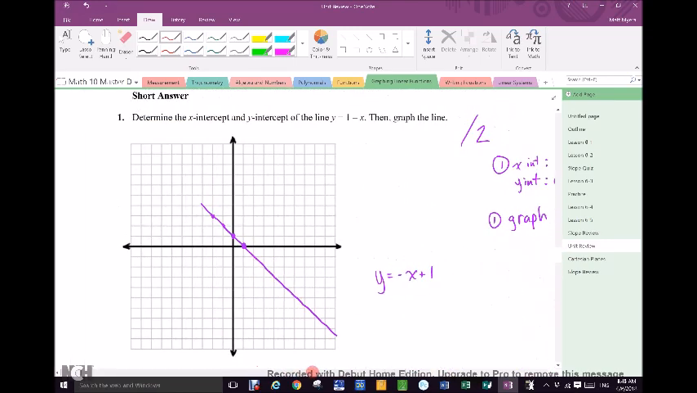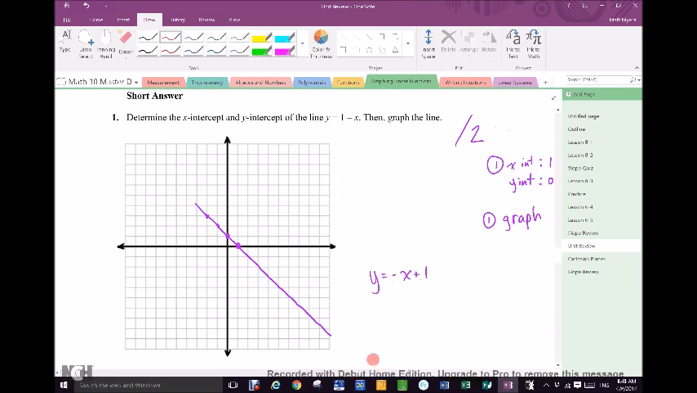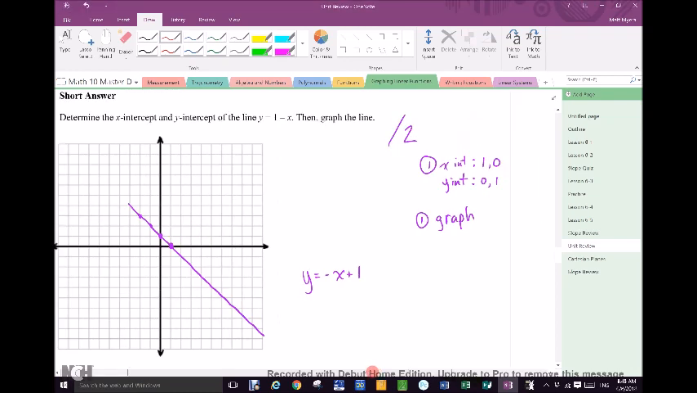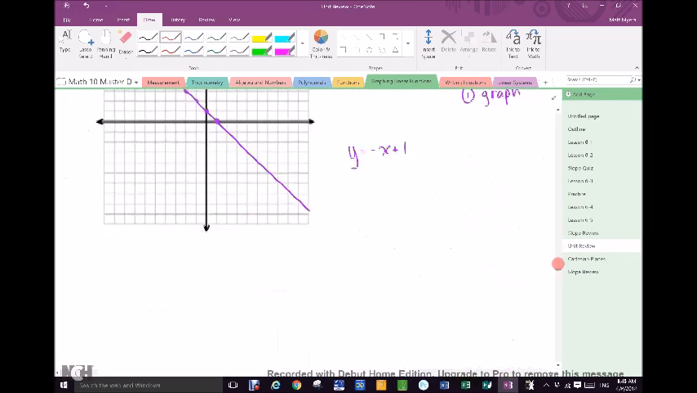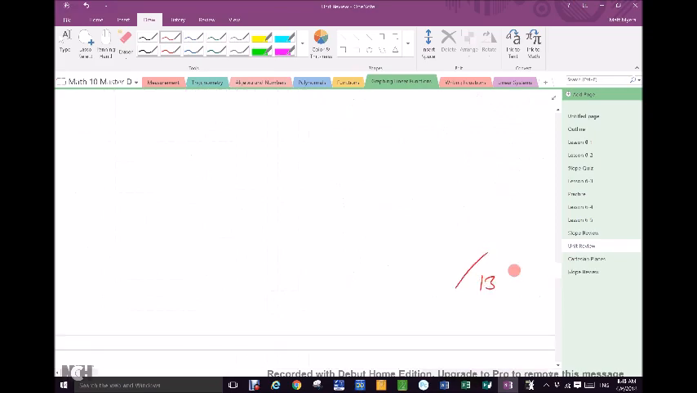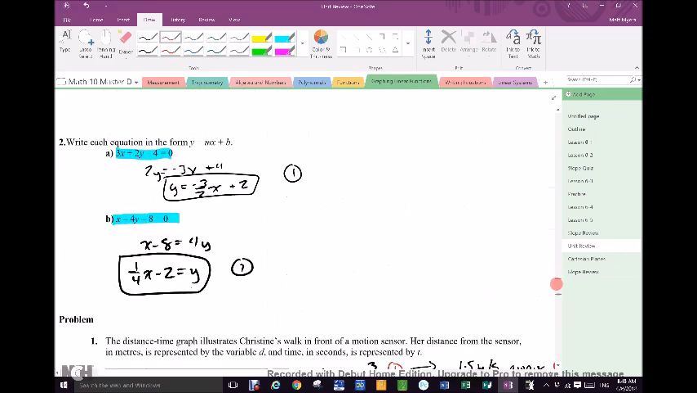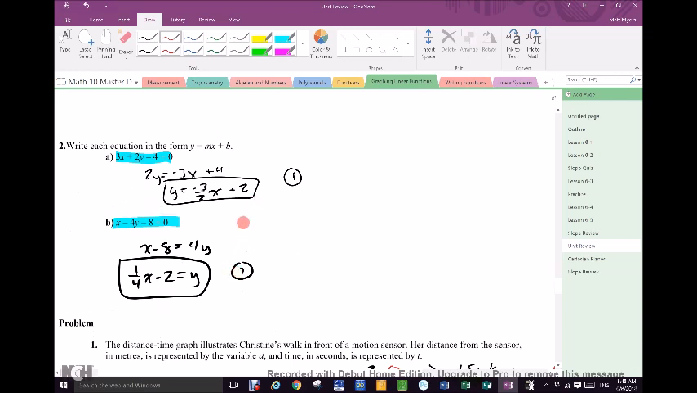2 marks for number 1 in the short answer. I wanted the intercepts, and I wanted you to graph it. X equals 1 and y. Indeed. Yeah. So we are so far out of 13. 1 mark for each of these. There they are in slope-intercept form. I will highlight them as well as circle them.